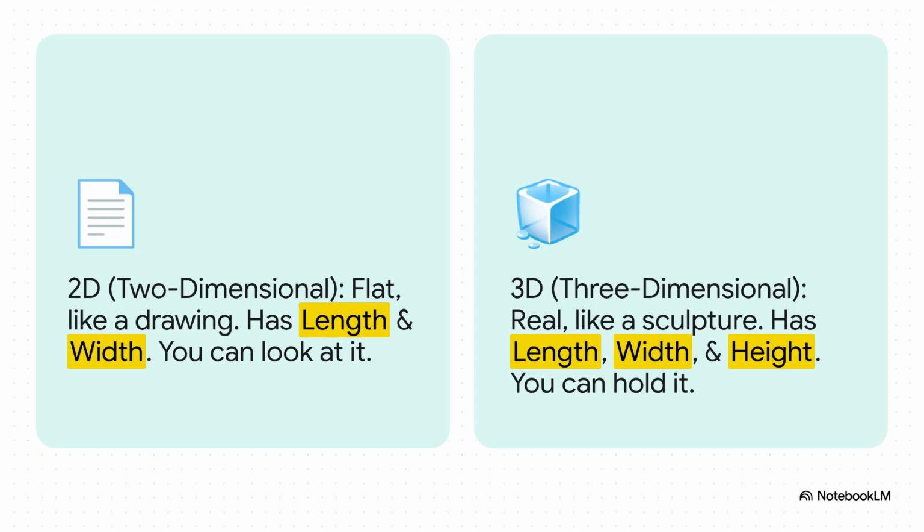So, on one hand, you've got 2D, two-dimensional. Think of a drawing or a painting. It's flat. It's only got length and width. You can look at it, sure, but that's kind of it. But then you have 3D. This is the real-world stuff. It's got length, width, and that all-important third thing, height. You can actually hold it, you can feel it, you can walk all the way around it.